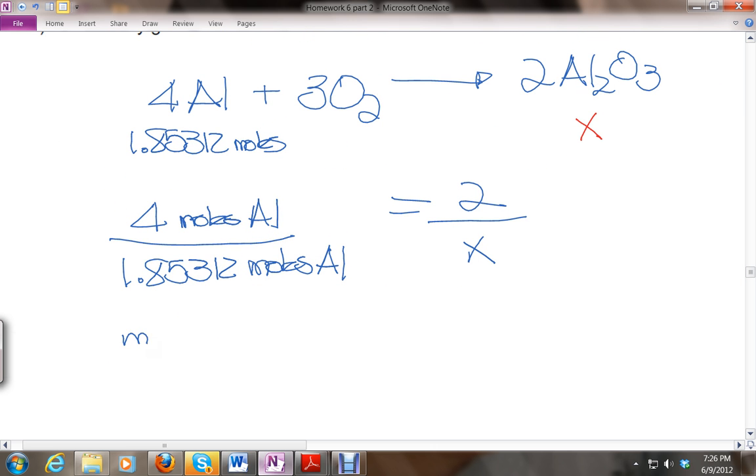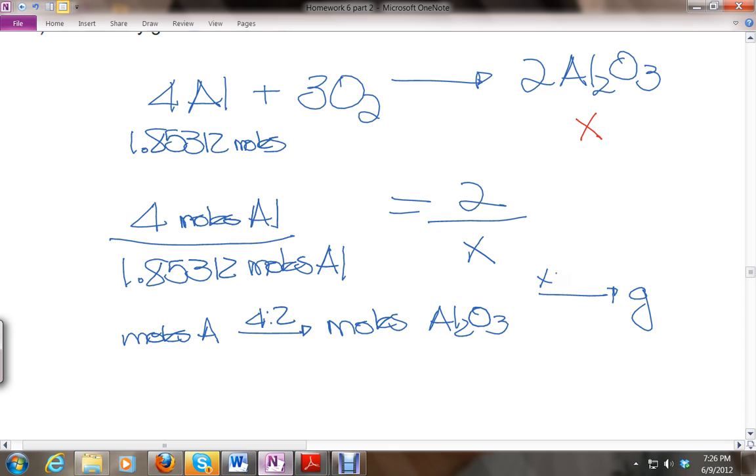So we're going from moles of aluminum to moles of aluminum oxide, and this is by the ratio 4 to 2. And then we're going to the grams by multiplying by the molar mass of aluminum oxide. You need to do those kind of things so you don't get lost in the problem. And it's going to be the grams of aluminum oxide.